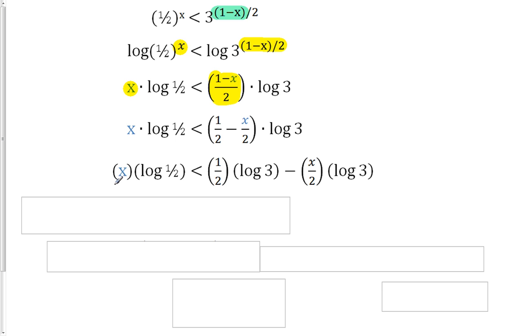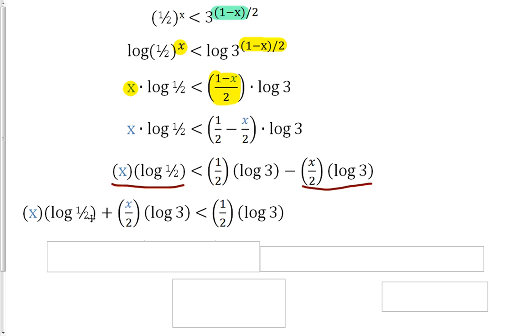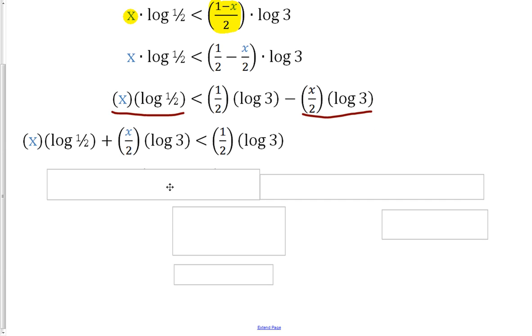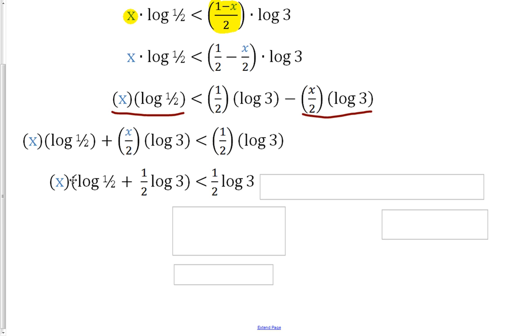The terms that I want to get together on the left side are my terms with my x's in it. So I'm going to get these two terms over onto the left. So I'm going to add this to both sides. And once I do that, I'll have x log of 1/2 plus x/2 times log of 3, still less than 1/2 log 3. Scroll down here. Factor out my x from both of these parts, and I'm going to have an x, and left over I'll have log of 1/2 plus, remember this was just 1/2 times x, so 1/2 log 3, still less than 1/2 log 3.